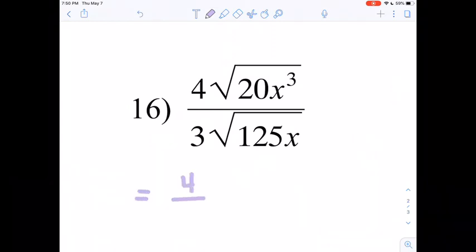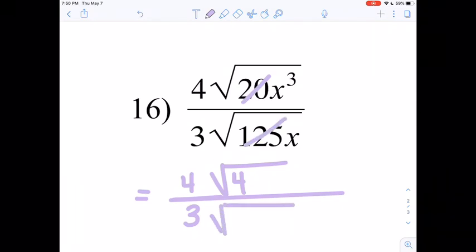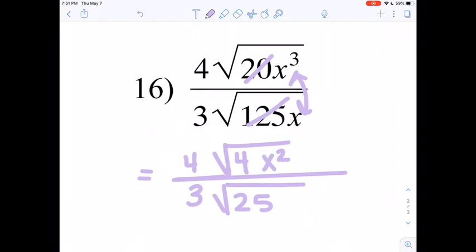Let me rewrite this while I do that. If I divide 20 by 5, I get 4. And if I divide 125 by 5, I get 25. And I also have some x's. So let's go back to exponent rules. We could subtract the exponents. So 3 minus 1 is 2. And since 3 is the bigger exponent and 3 is in the numerator, my x squared is going to stay up top. So this is going to be x squared in the numerator.